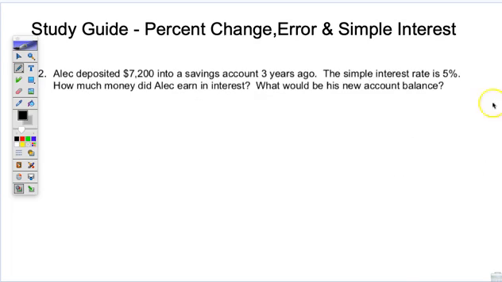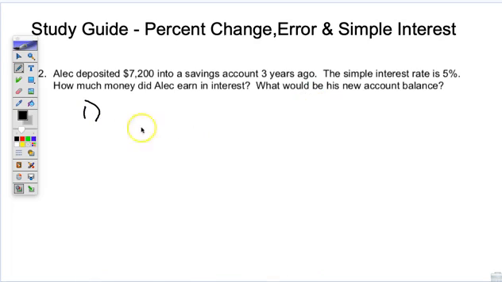Let's go ahead and take a look at another simple interest rate example. Alec deposited $7,200 in a savings account 3 years ago. The simple interest rate is 5%. How much money did Alec earn in interest, and what would his new account balance be? So there are two questions here.